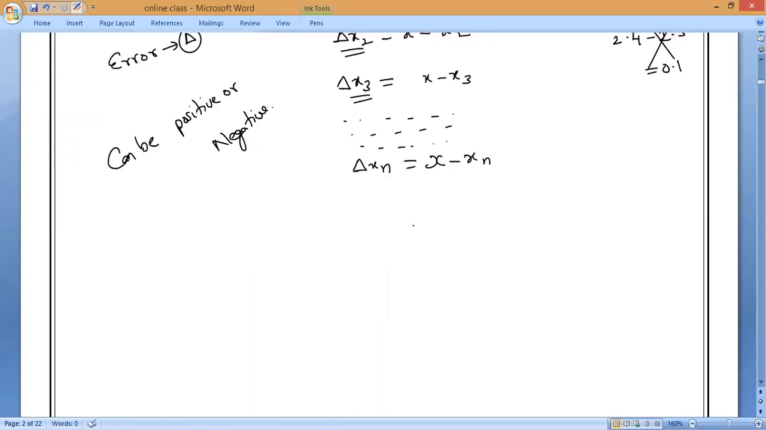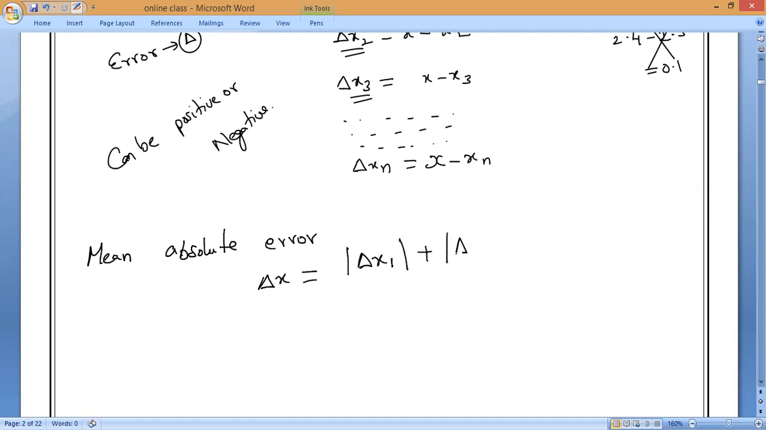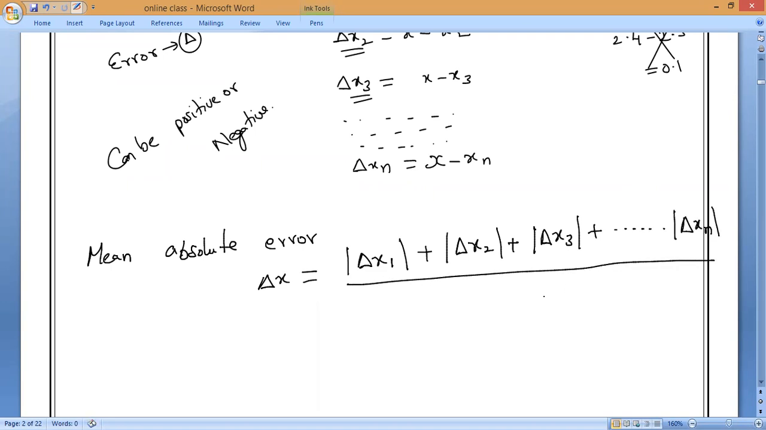That is why we always take the mean absolute error. Let us see how we can find the mean absolute error. Finally, delta x, the mean absolute error, is equal to the mod of delta x1 plus the mod of delta x2 and so on. What do you mean by mod? Anybody tell? It comes in 10th class also. Mod means, whether inside it is positive or negative, finally it turns into positive only.